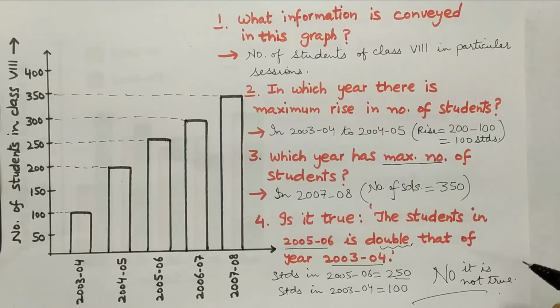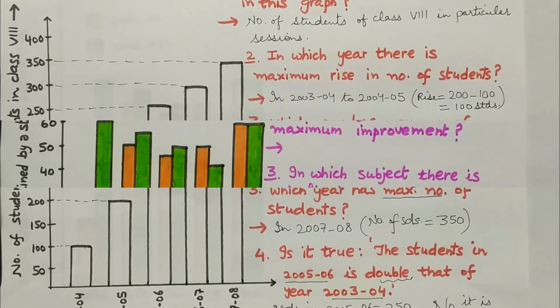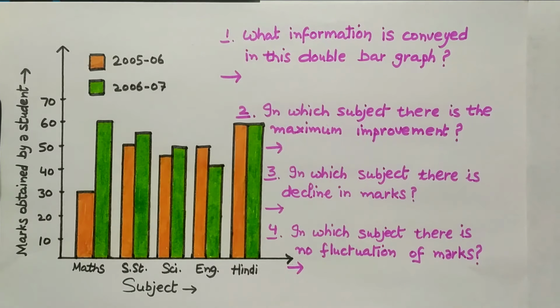So in this way we can give the answers to the questions asked when a bar graph is given to us. Now let us practice the sum of a double bar graph. Please do similar sums from your course book and practice more. In the present question, a double bar graph is given because the bars of 2 colors are shown to us.